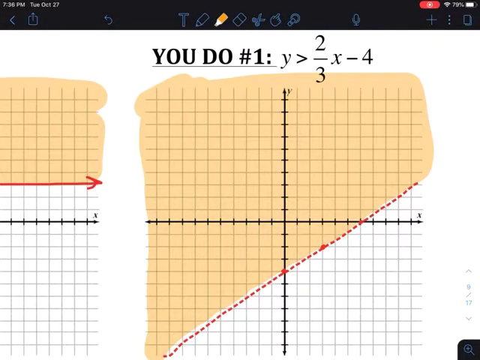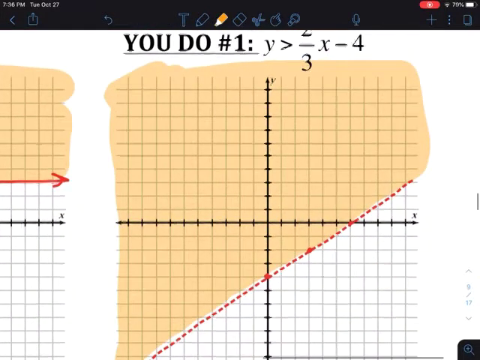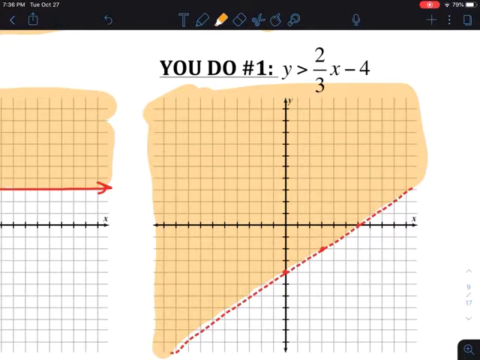So again, if I were to ask you to name a solution here, you could just name anything in this shaded area. Don't name a point on the dashed line though.